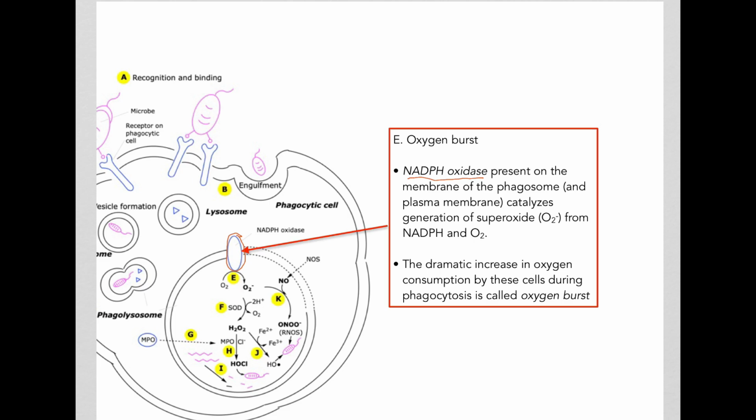Now in the next step, there's this enzyme called NADPH oxidase that's present on the membrane of the phagolysosome. And this enzyme basically forms superoxide from oxygen and NADPH. So we see here a lot of superoxide that is formed from oxygen. So at this point, a lot of oxygen is consumed by these cells, a lot of oxygen is used up, and we actually call this the oxygen burst. Okay, so this dramatic increase in oxygen consumption by the cells during phagocytosis is called oxygen burst.